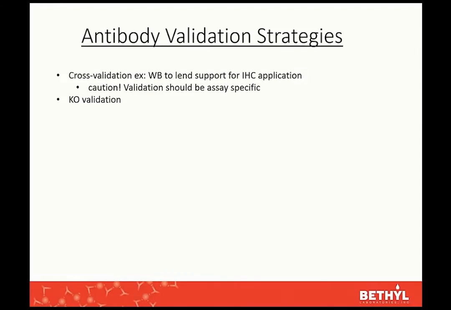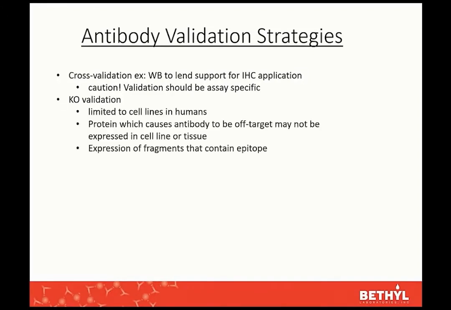You can use knockout validation. This is an extremely popular method and one that we sometimes employ here at Bethel, but it is limited to cell lines for humans. You really can't get knockout in tissue. Another common problem that arises is that the protein which causes the antibody to be off target may not be expressed in the cell line that you're studying.